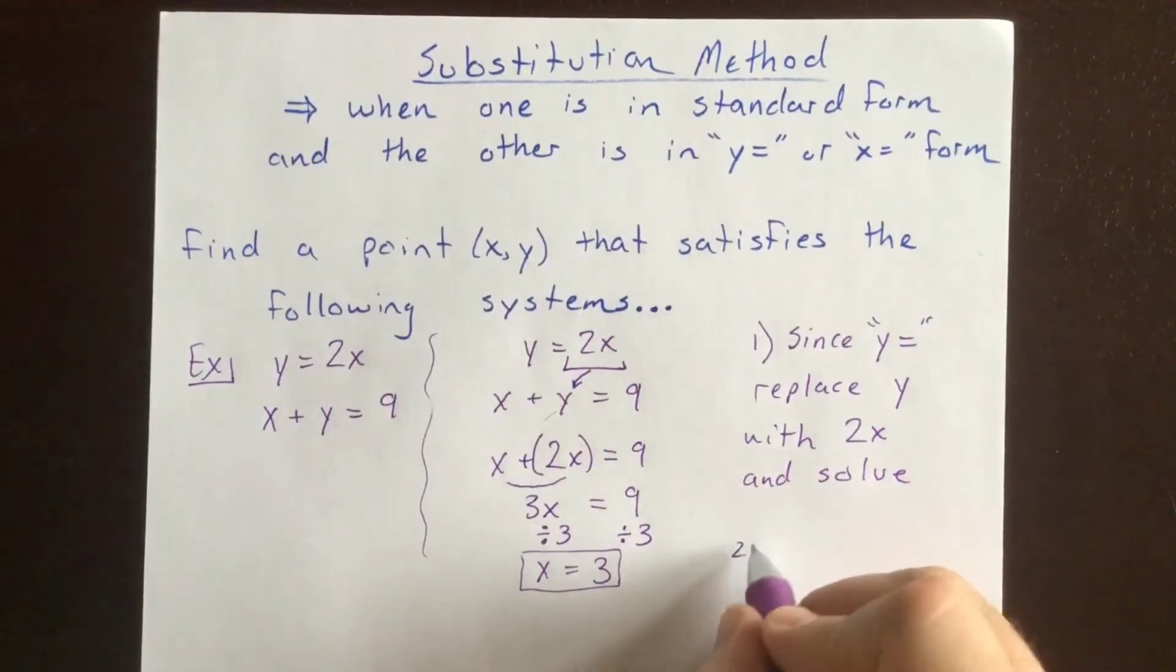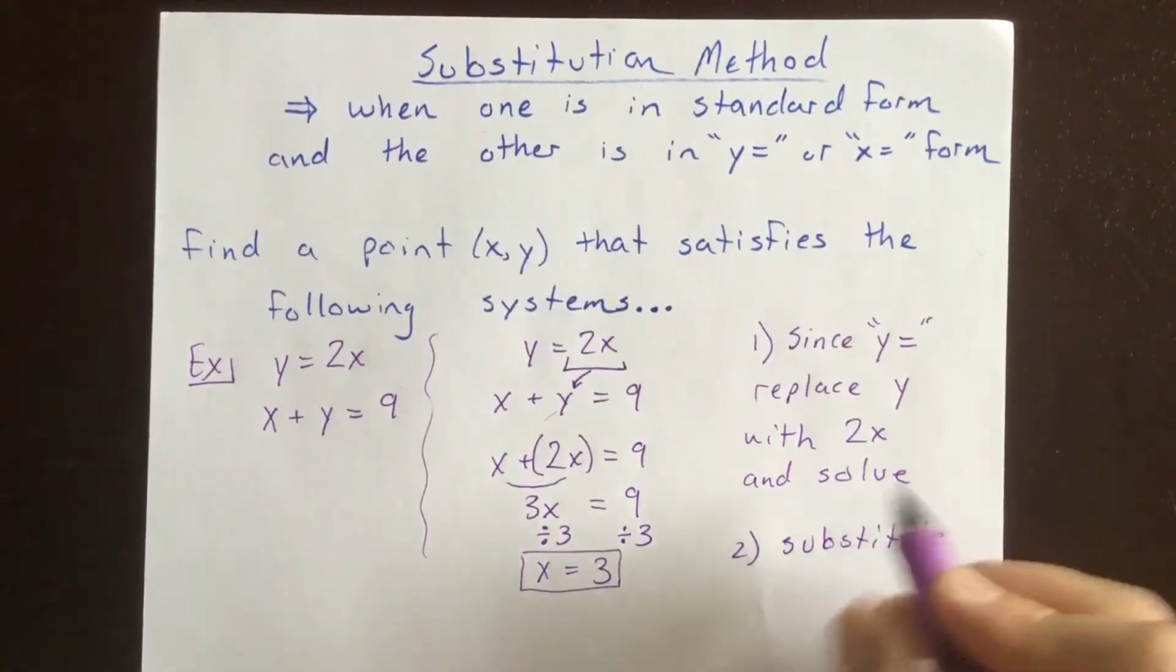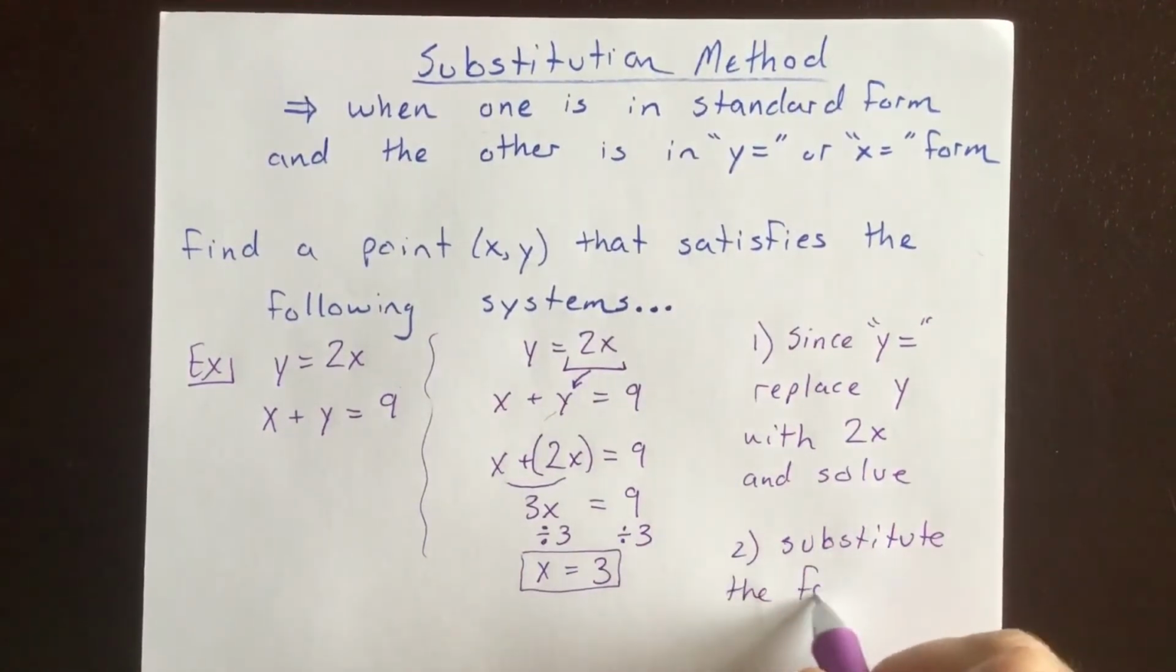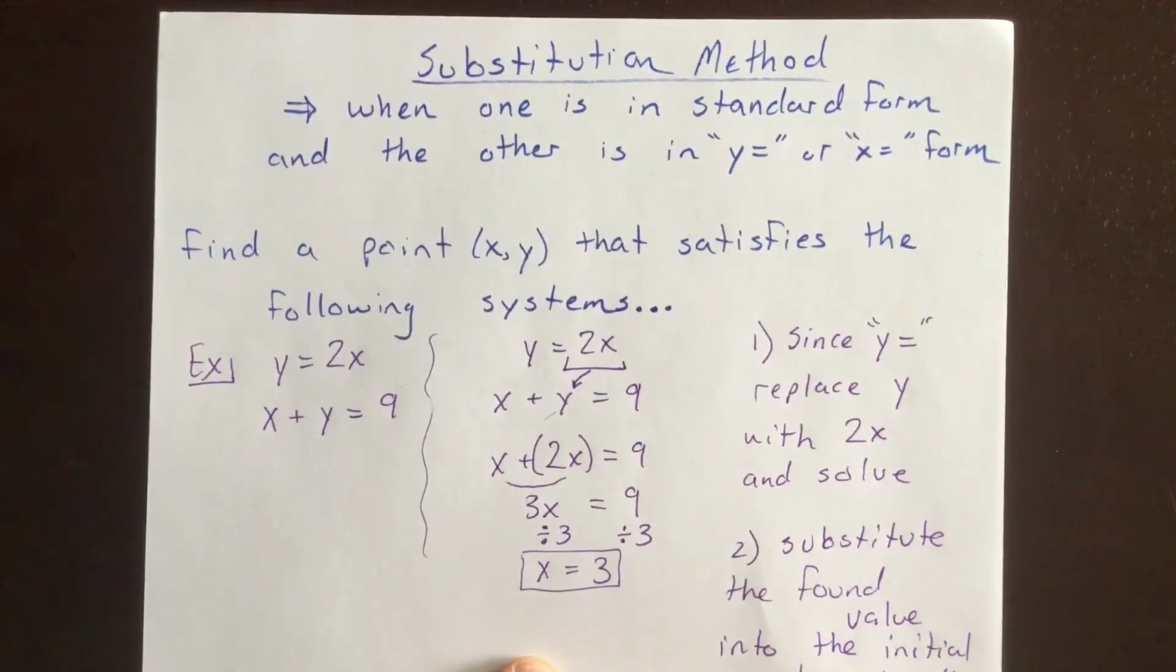Well, that's where step 2 comes in. Step 2, we substitute the found value into the initial equation. Now this initial equation in this problem is the y equals. It might be x equals, it just depends on what we have. And we solve for the other variable.